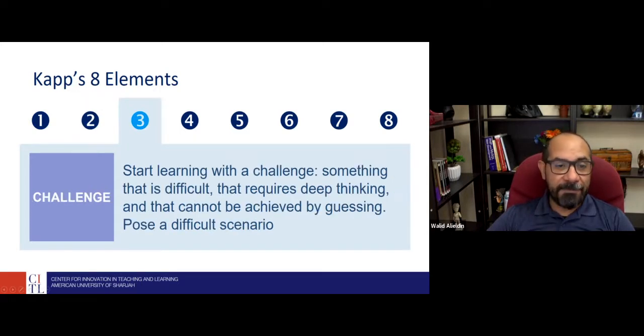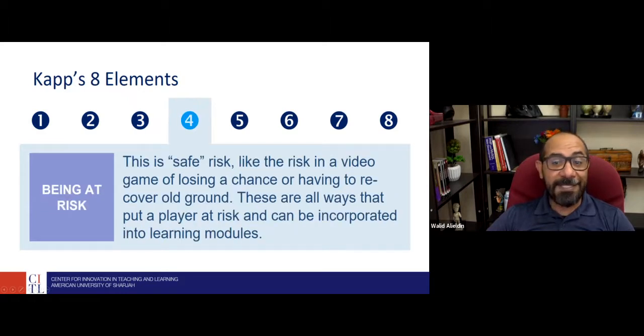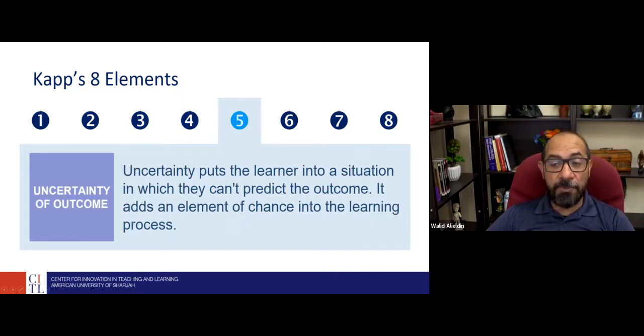You need to design challenge. You need to make your students feel that they are at risk. For example, you can design an additional quiz for those people who do not score a specific benchmark on a previous quiz. You need to design uncertainty of outcome.